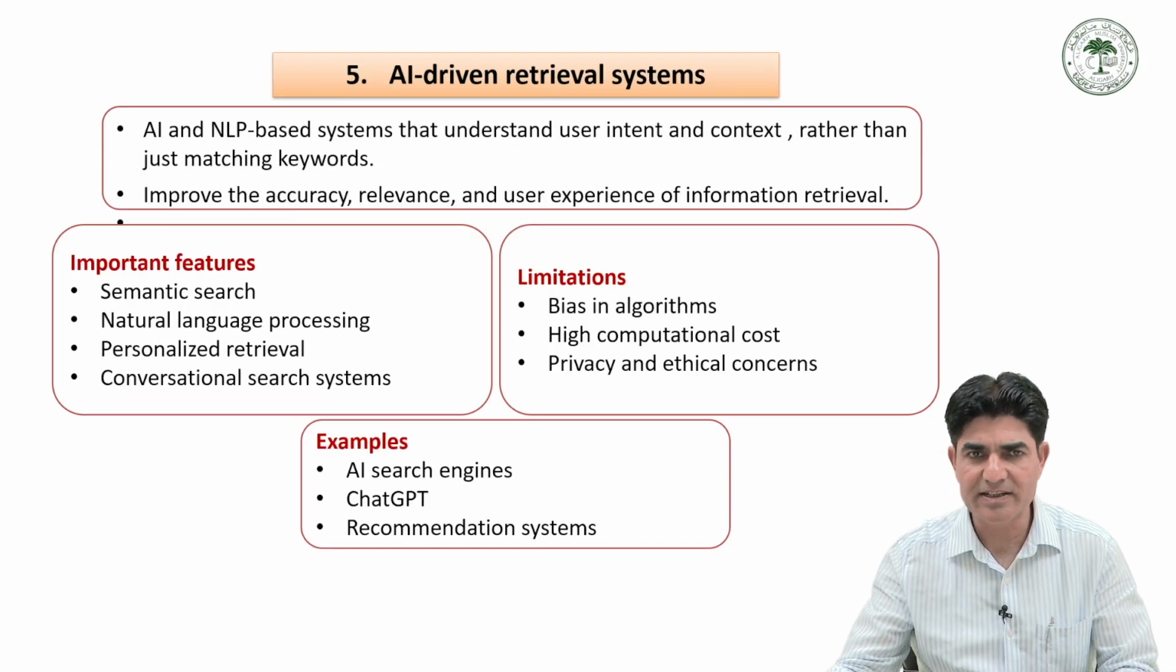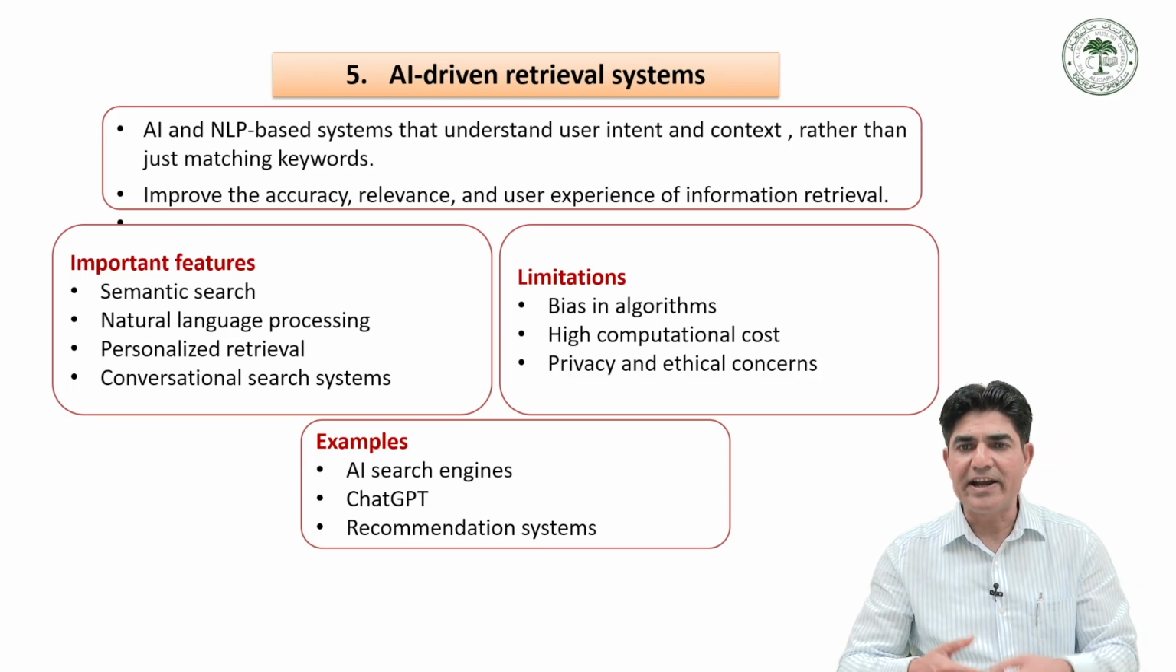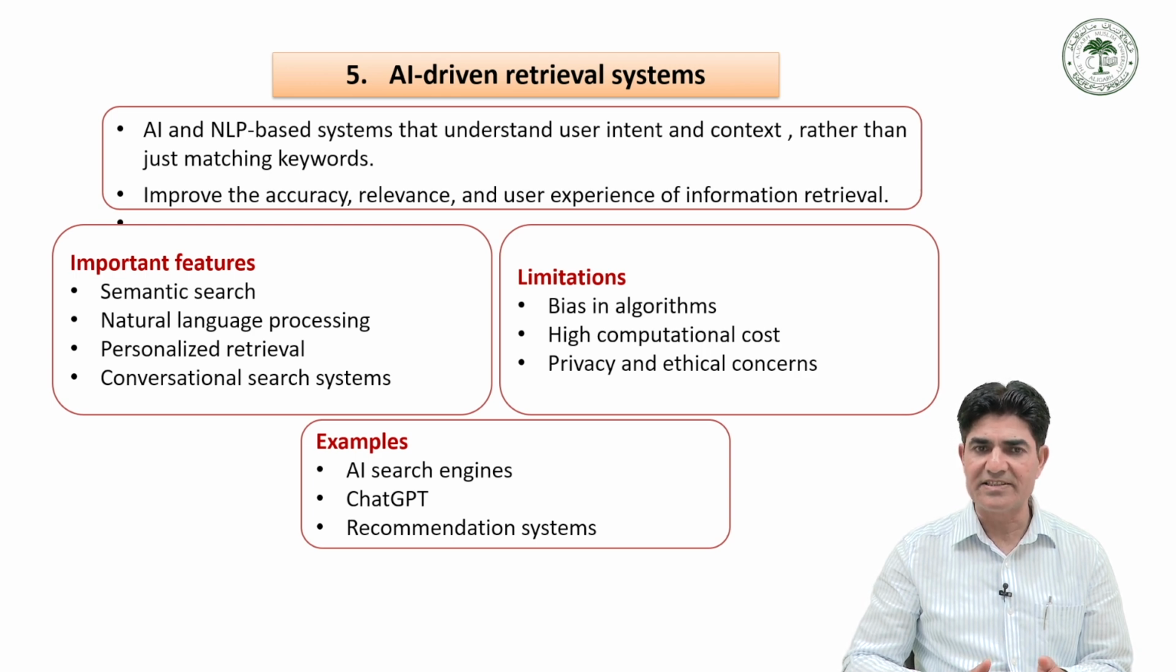The last category of information retrieval system, which evolved recently, is the AI-driven retrieval system. They are based on artificial intelligence and natural language processing, and they can understand user intent and context rather than just matching keywords. Ultimately, they improve the accuracy, relevance, and user experience of information retrieval systems.